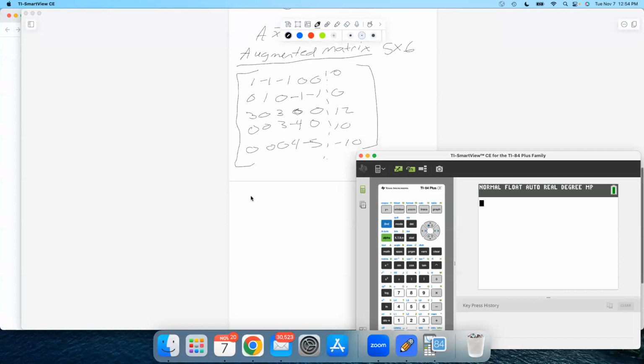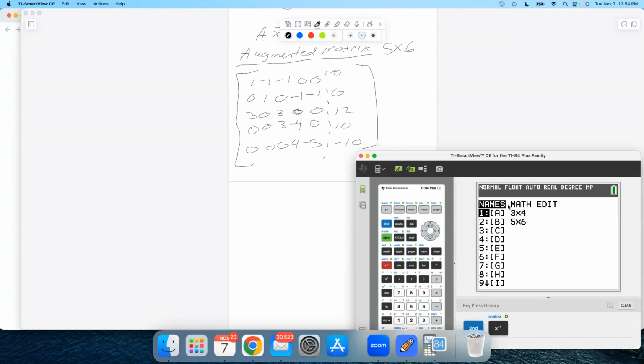Okay, so I'm going to come here into my calculator and I'm going to go into the matrix button. See it right there? It's in blue. So I have to hit second to get to it. Second matrix. And I may already have some matrices in here. I may not. I'm going to use one that doesn't have anything in it. And I'm going to tell it it's a 5 by 6.